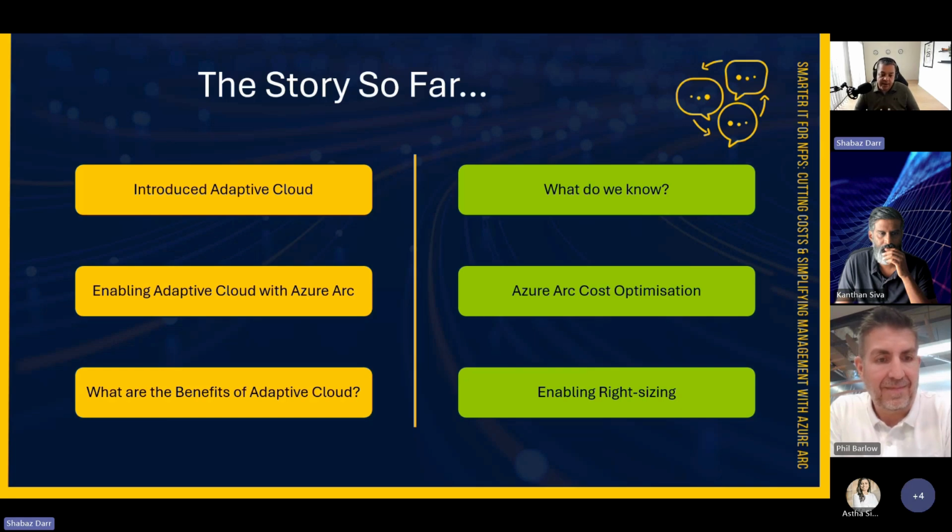Now that you're in there, what is the art of the possible? How can you utilize and leverage those services? That really does bring us to where we are today, which is not-for-profit and how adaptive cloud can benefit them.